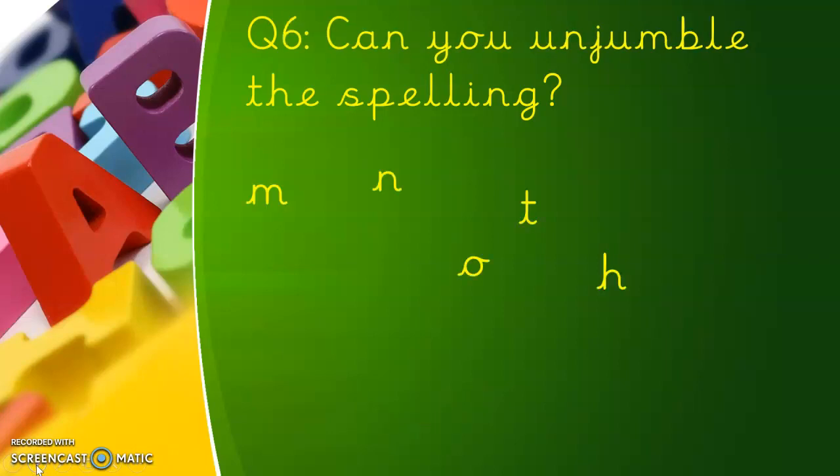Here's our final one. I bet you can unjumble this one quickly. Write it down on your pad. What is this word? Starts with M. M. U. Written like an O. Mun. That's right, it's month. There are 12 months in the year.